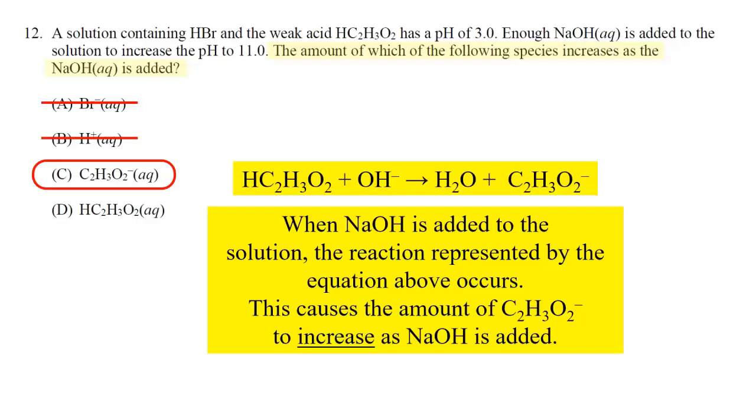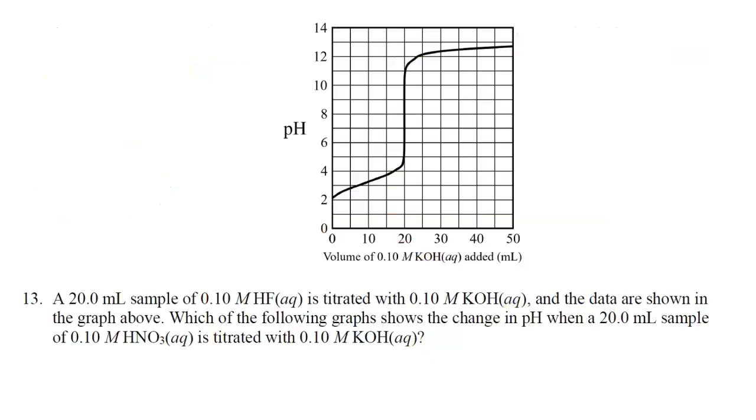All right, now let's move on to the next question. This is question 13. This is also the last question in this packet. We are given a diagram with a titration curve, and then let's take a look at the information in question 13. It says a 20.0 milliliter sample of a 0.10 molar solution of HF, or hydrofluoric acid, is titrated with 0.10 molar potassium hydroxide, KOH, and the data are shown in the graph above.